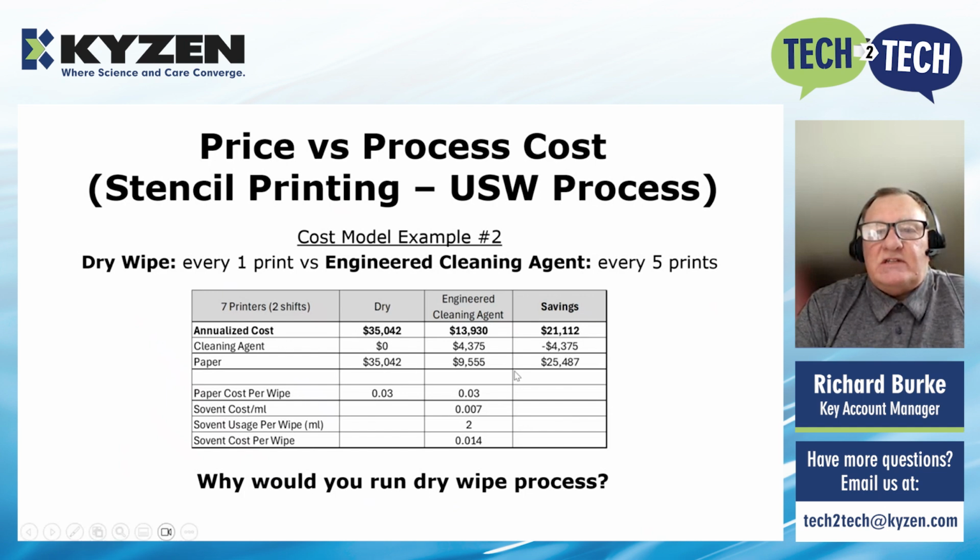But the cost savings in this example is really driven from the paper and the consumption of paper, and that's really because the wipe is actually happening after every print as compared to every 5 prints. So that is a significant driver in what's affecting this cost model.